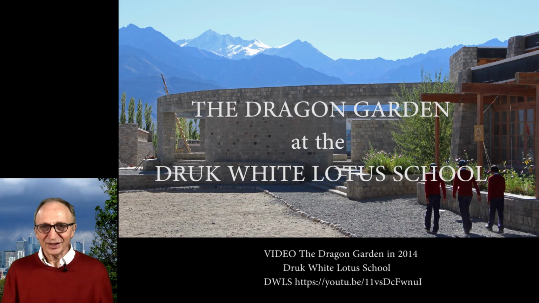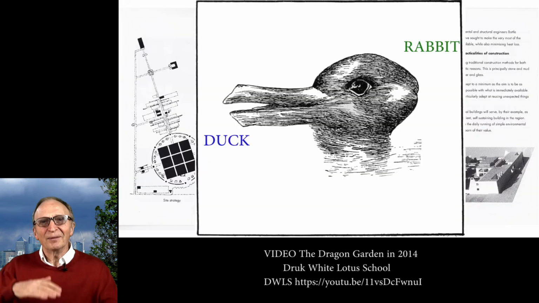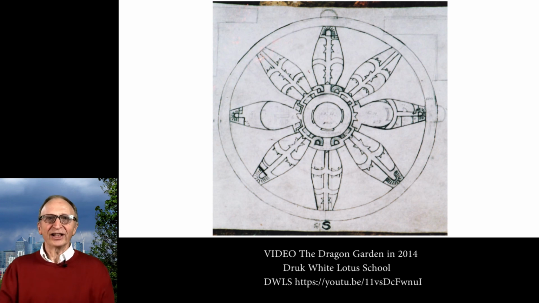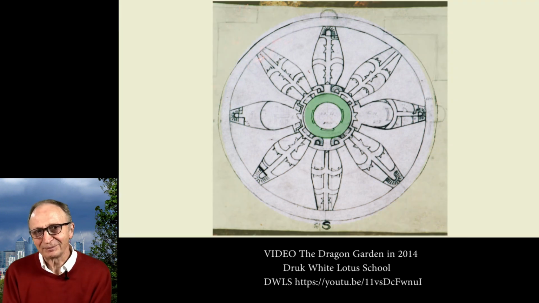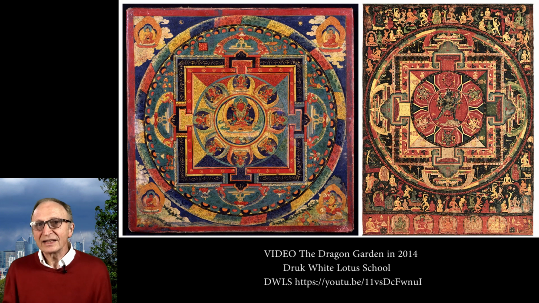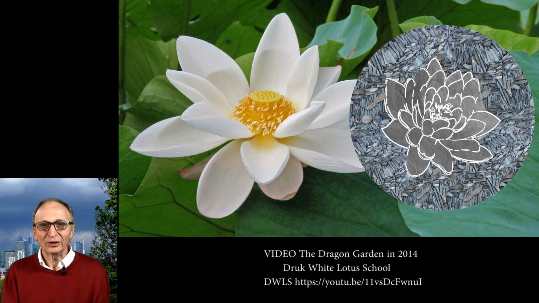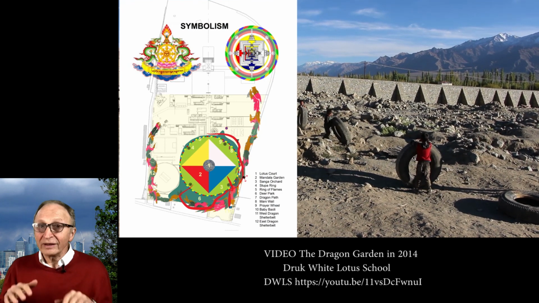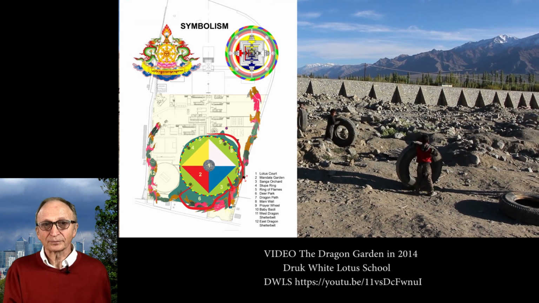The argument of this chapter has been for a further extension to a multi-layered design approach, with the layers relating to areas of knowledge: ecology, landscape ecology, geomorphology, psychology, art, poetry, and many others. My fullest experience of this method was with the design of a Buddhist-influenced dragon garden for the Druk White Lotus School in Ladakh. It's at an altitude of 3,500 metres, 11,500 feet, on the Indian side of the Tibetan border.